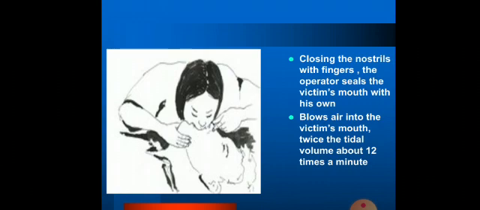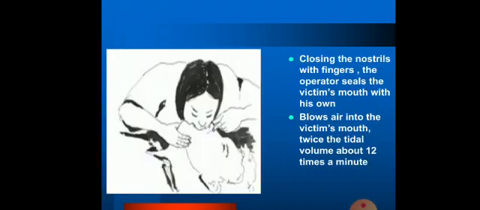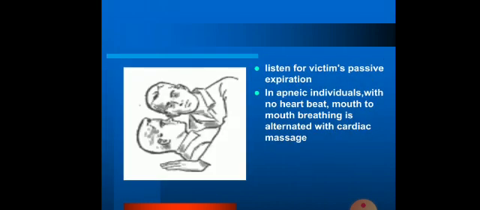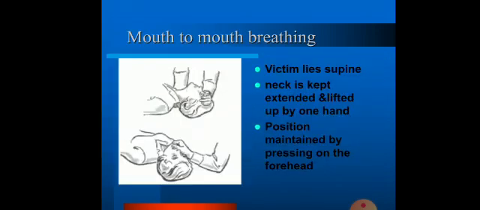So I think that should be clear with mouth to mouth breathing. Now you should know the advantages and the disadvantages. This is also told basically in apneic individuals where there is no heartbeat, mouth to mouth breathing is alternated with a cardiac massage or CPR. Before I go to CPR, I would like to tell a little more on mouth to mouth breathing. You all should know the advantages and the disadvantages.